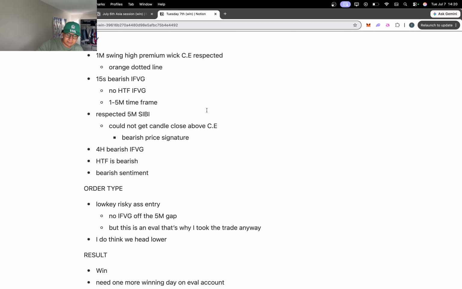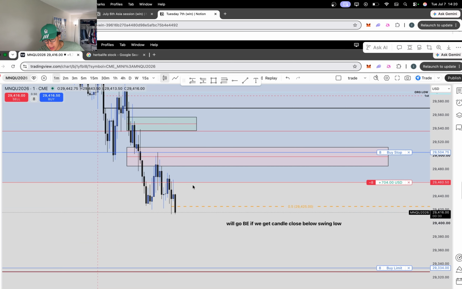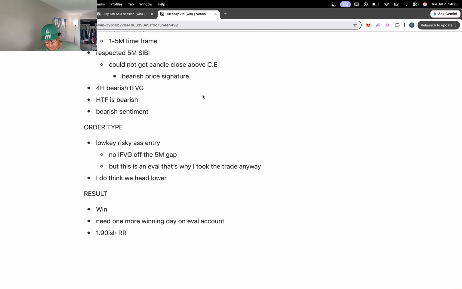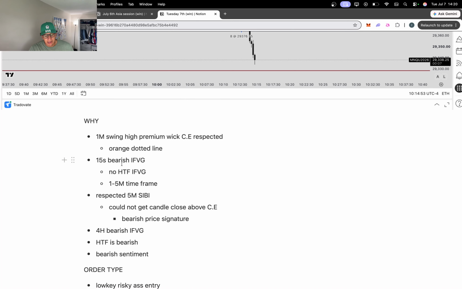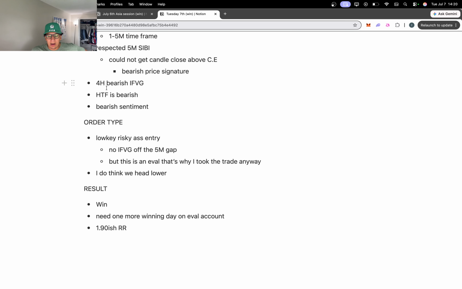Sorry guys, I forgot. So here are my notes for the trade. My reasoning was 1 minute swing high premium wick, consequent encroachment respected, which is the orange dotted line right here. 15-second bearish IFG, respected 5-minute SIBI, could not get a candle close above consequent encroachment, which is bearish. We created the 4-hour bearish IFG, higher time frame is bearish sentiment, and yeah.